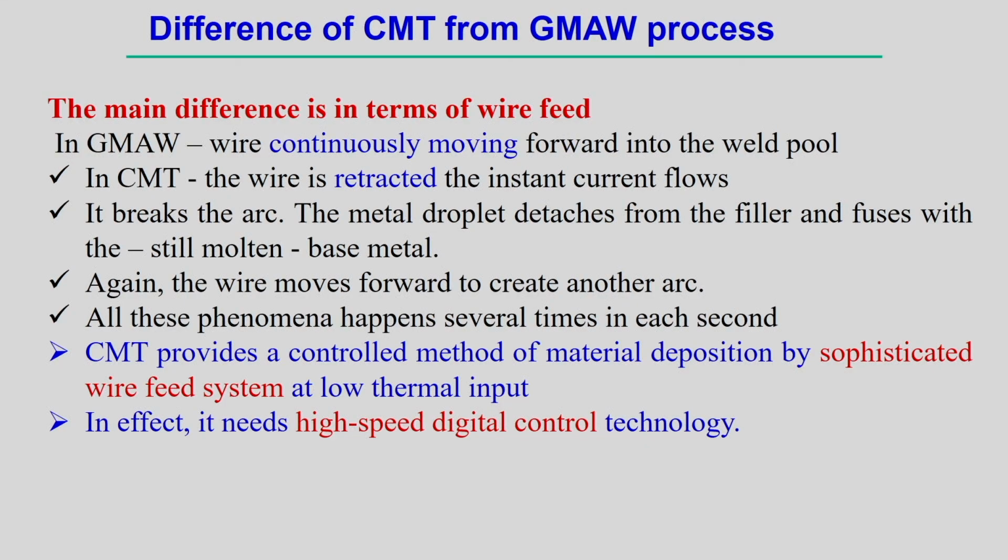Let us look at the differences of the CMT process, cold metal transfer, from the gas metal arc process. The main difference is in terms of the wire feed. In the gas metal arc welding process, there is a continuous movement of the wire into the weld pool, so there is a continuous forward motion of the wire.